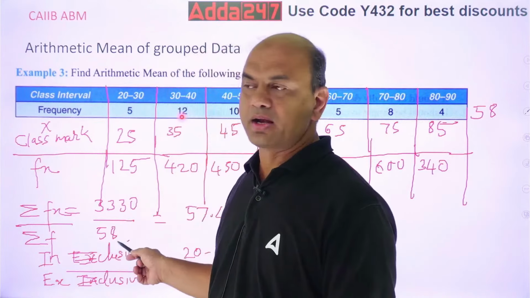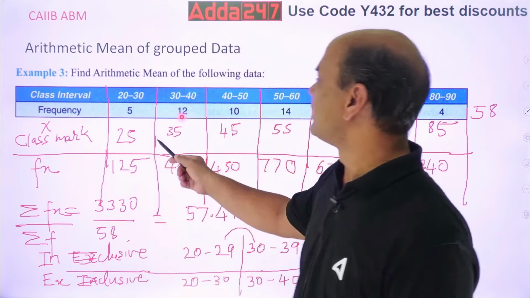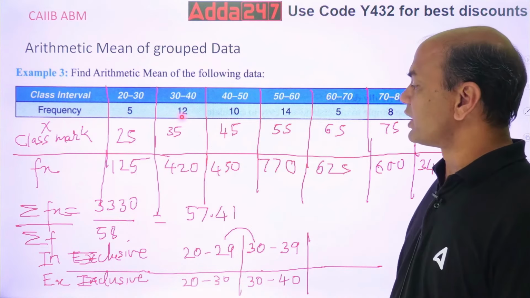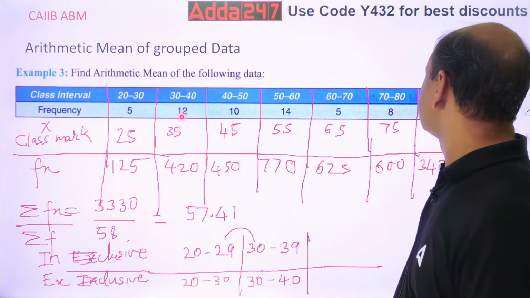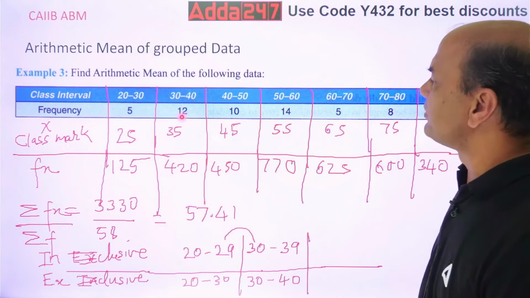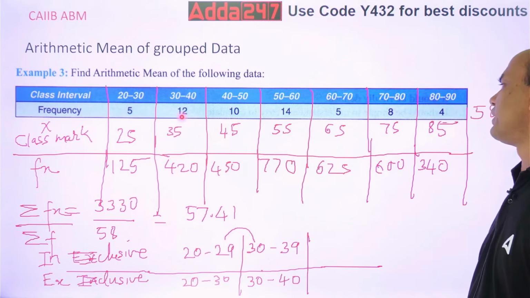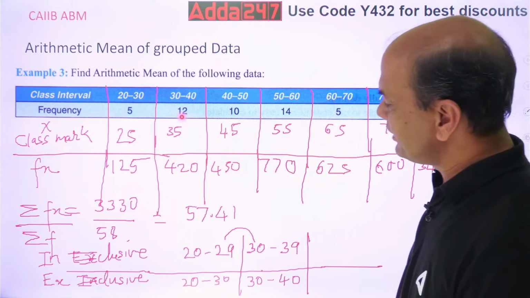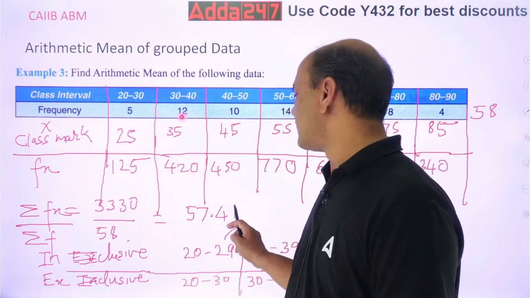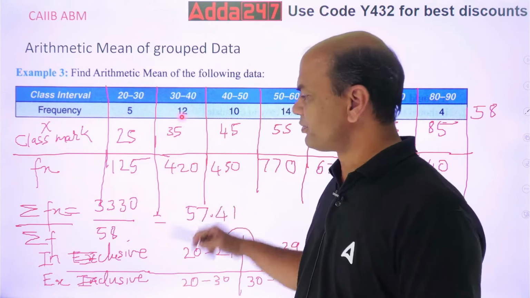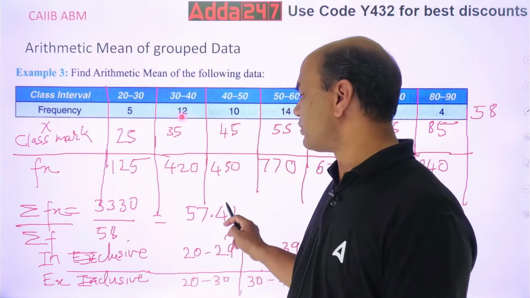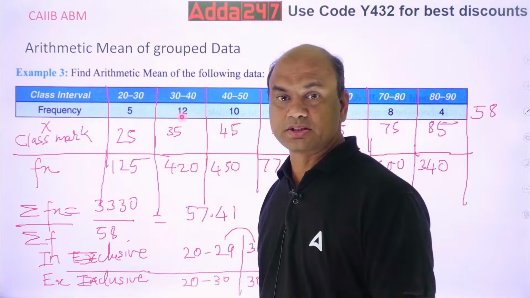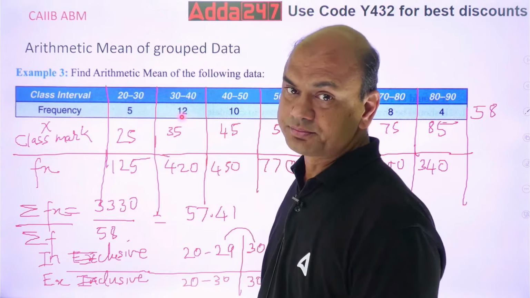3330 upon 58. Are you getting this 58 also? Addition of what? Addition of f. This total is 58: 5 plus 12 plus 10 plus 14 plus 5 plus 8 plus 4, that is 58. So divide it. You'll get 57.41. So this is your arithmetic mean.